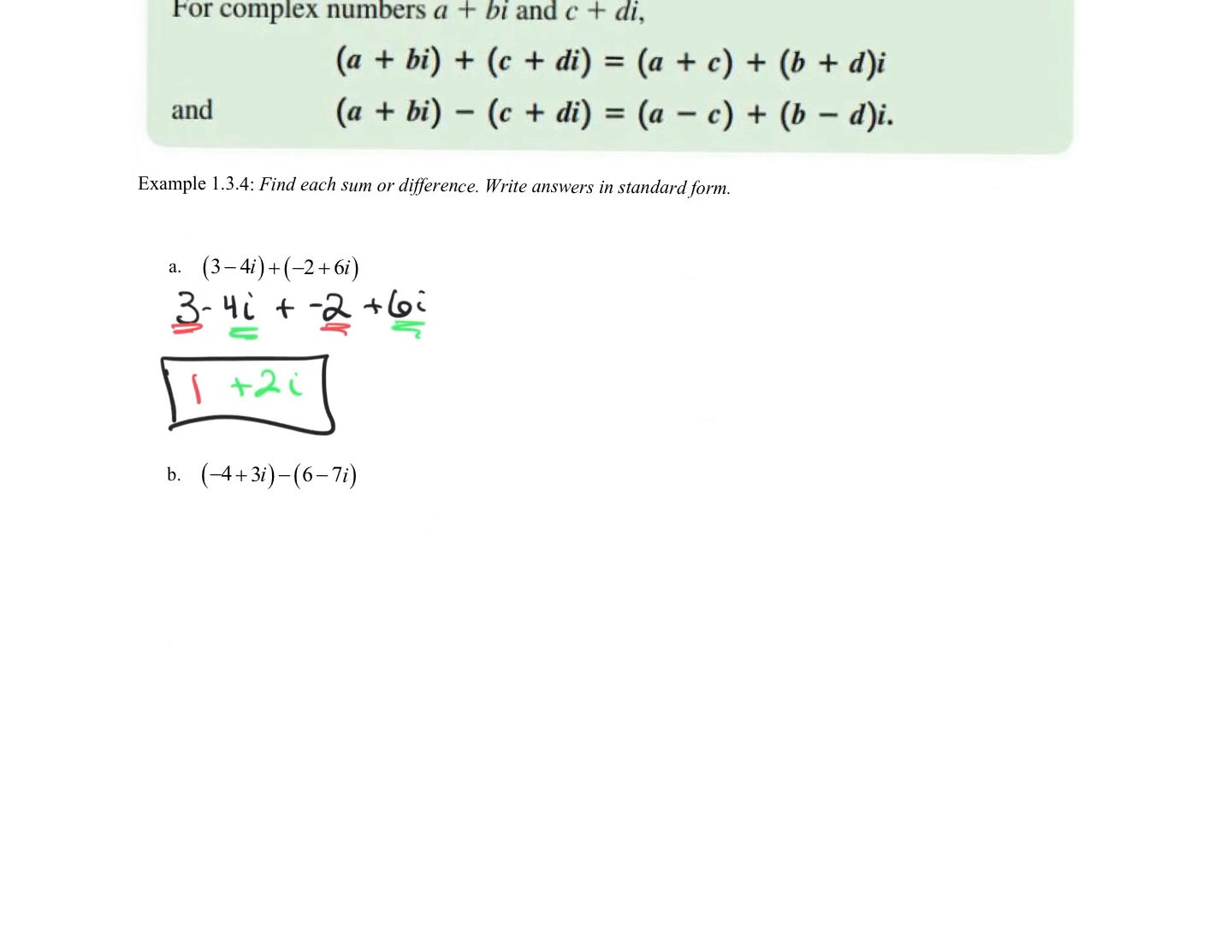This time we have to remember to distribute the negative into the parentheses. So we get negative 4 plus 3i minus 6 plus 7i. Real goes with real, so you get negative 10. Imaginary goes with imaginary, so you get plus 10i. There's your answer.